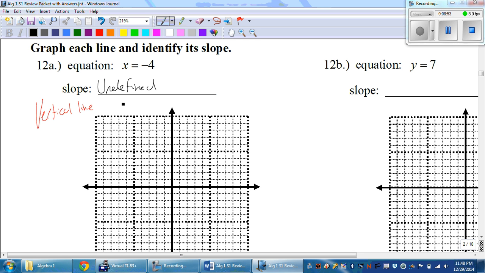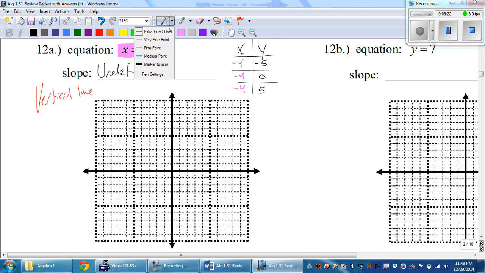Now, if you can't remember that it's a vertical line, what I would do is draw a little table. I know that x equals -4. So no matter what, x is -4. I can't control that, but I can control where I put my y's. I'm always going to pick a negative, 0, and a positive.